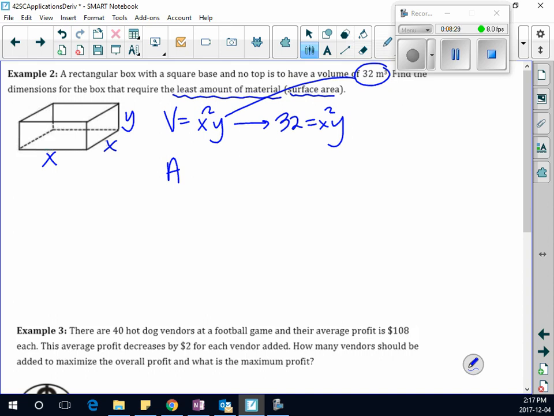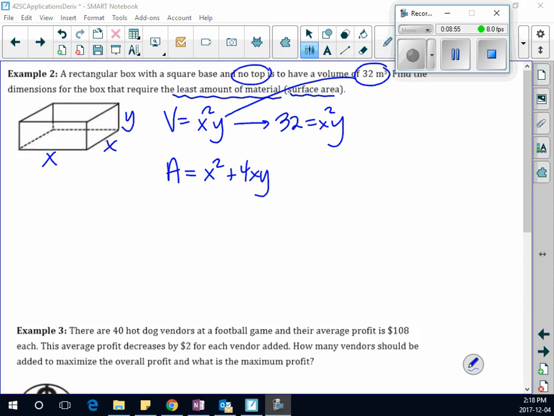Can anybody come up with a formula of this box for surface area? X squared plus 4xy. X squared, because there's one square at the bottom, plus 4xy. Does everybody see? That would be the surface area of the box. It's an open top, so there's no area on the top. There's a square bottom, and then the 4 sides going around, that's all an area of xy.